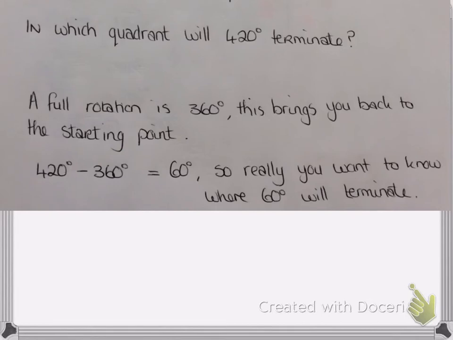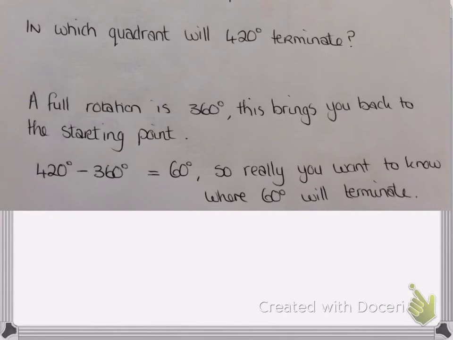So what we can do is continue to subtract a full rotation from the angle that we were given until we arrive at a value that is less than or equal to 360 degrees. Any value we end up arriving at between 0 and 360 degrees inclusive tells us the angle that we're really looking for. So 420 degrees, if we subtract a full rotation from that, we end up with 60. So really what we want to know is which quadrant does 60 degrees lie in? Because that would tell us where 420 degrees should lie.